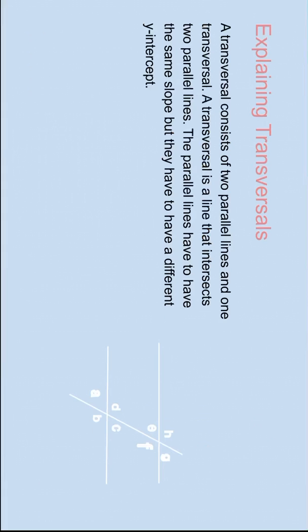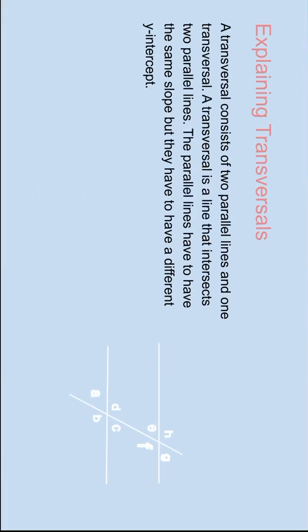So first, I will be explaining transversals. A transversal consists of two parallel lines and one transversal. A transversal is a line that intersects two parallel lines. The parallel lines have to have the same slope, but they have to have a different y-intercept. In other words, parallel lines have to have the same exact slope, and they can never intersect.